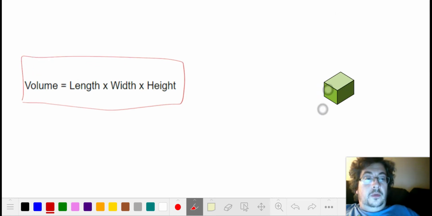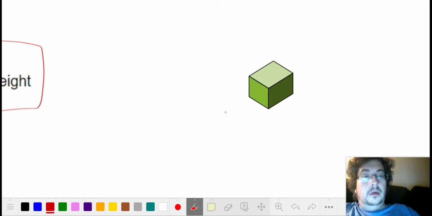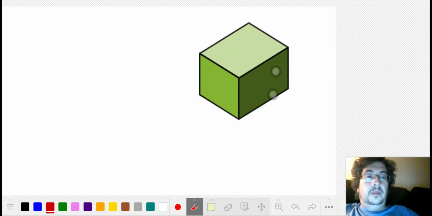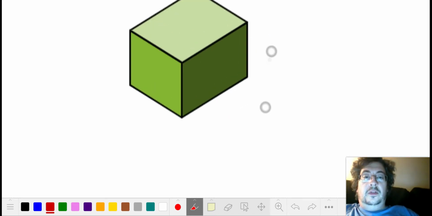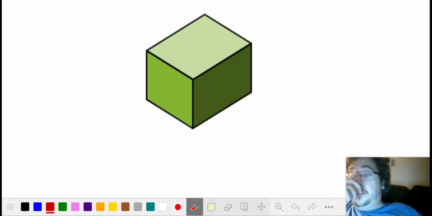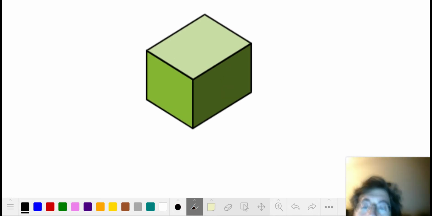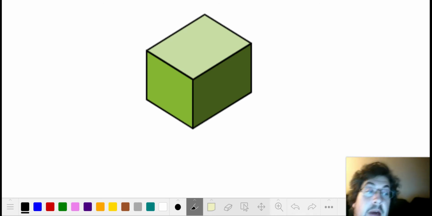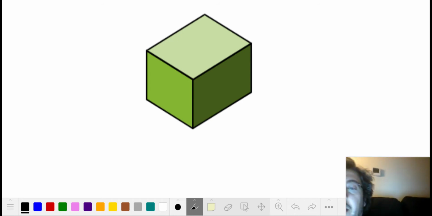All right, so I'm going to zoom in here on our first rectangular prism, and you can see it kind of looks like a green shoebox. Okay, so let's go ahead and give each of these three dimensions, length, width, and height, some values here. So we'll write length in red here.